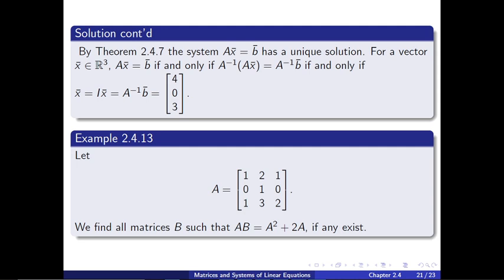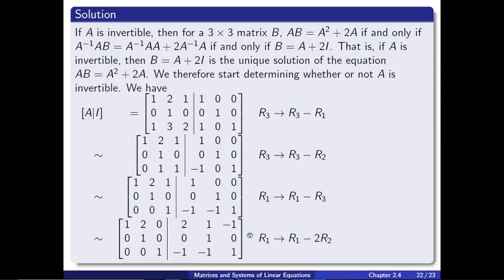Let's look at another example to see how we can use this idea, this algorithm of an inverse, to solve different types of questions. So we want to look at example 2.4.13. Let A be equal to 121, 010, 132. We want to find all matrices B such that AB is equal to A squared plus 2A, if any exist.